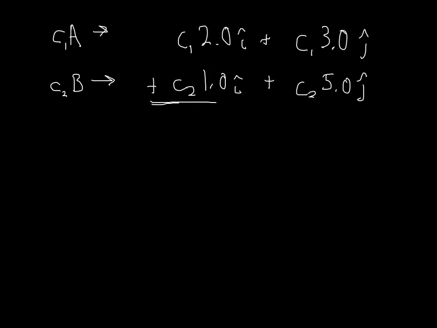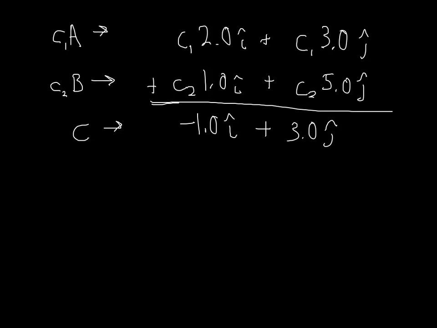And when I add these together, I know I'm going to get C. And what is C equal to? Negative 1.0 i hat plus 3.0 j hat. Okay, so the way I've written this, I can separate things up into their components. I can only add components that are going in the same direction. So everything in the i hat is going to add together to give me negative 1 i hat. Everything in the j hat is going to add together to give me 3.0 j hat.